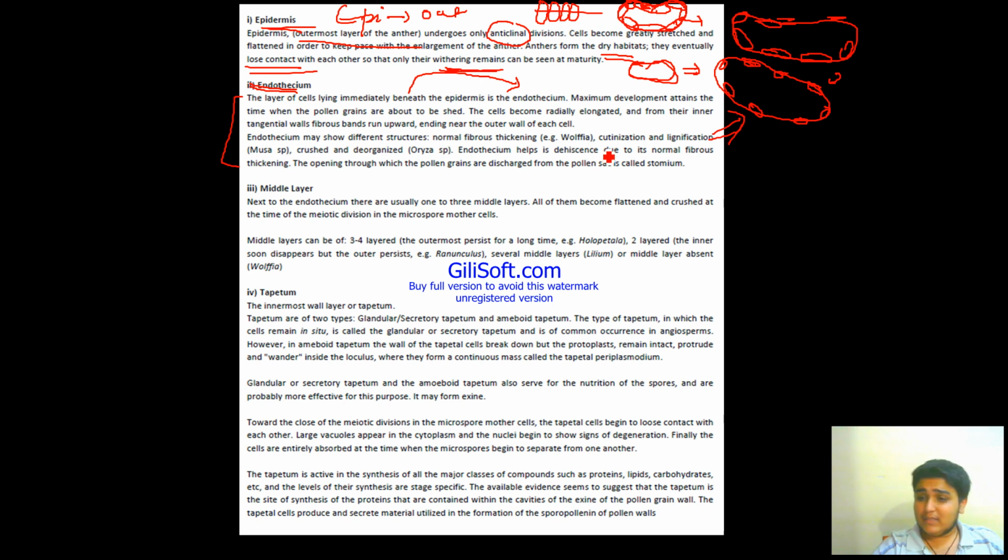I don't know, should I explain this to you or not? Something about endothecium is very important. It is actually mentioned in the last line. The opening through which the pollen grains are discharged from the pollen sac is called stomium. But I'm again worried. Should I explain this to you or not? Because I haven't discussed pollen grains as such.